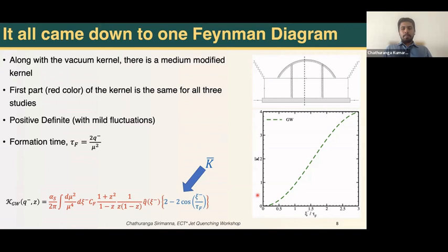And when we plot the medium modified kernel for GW calculation, as you can see here, the result is positive definite, and there will be mild fluctuation at higher path length.